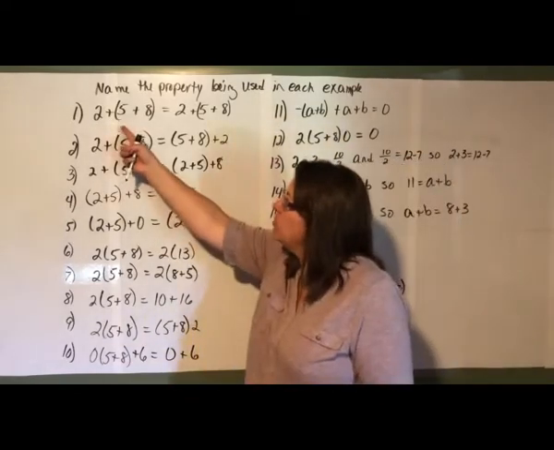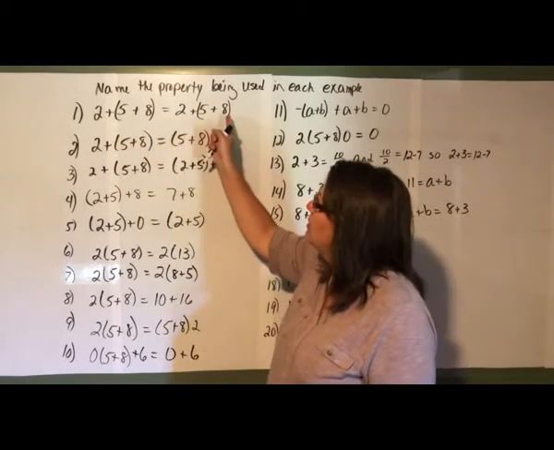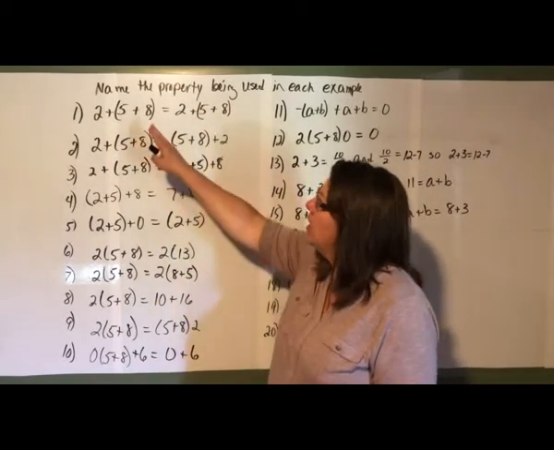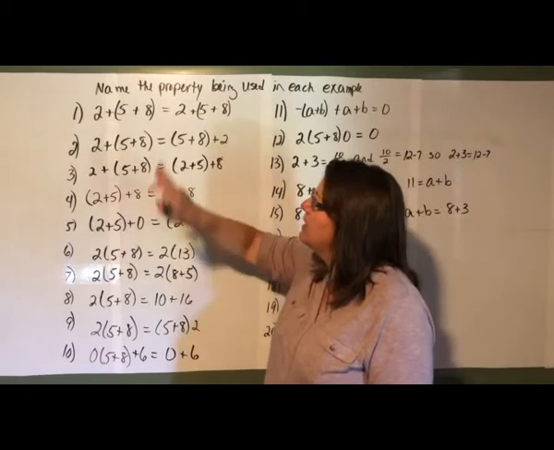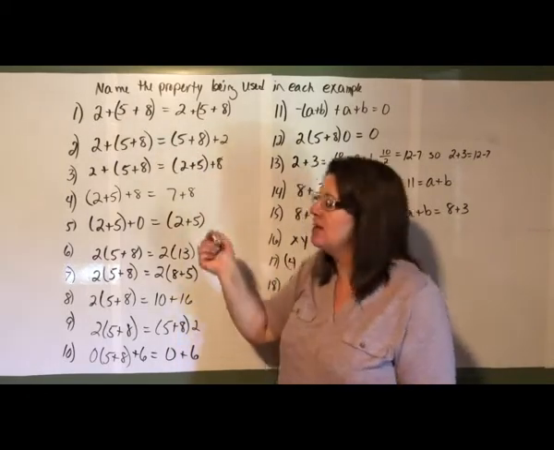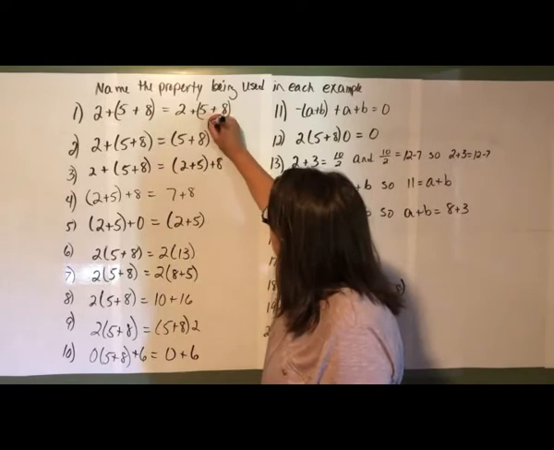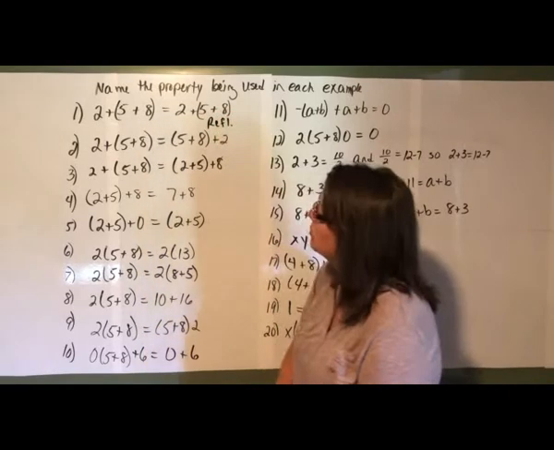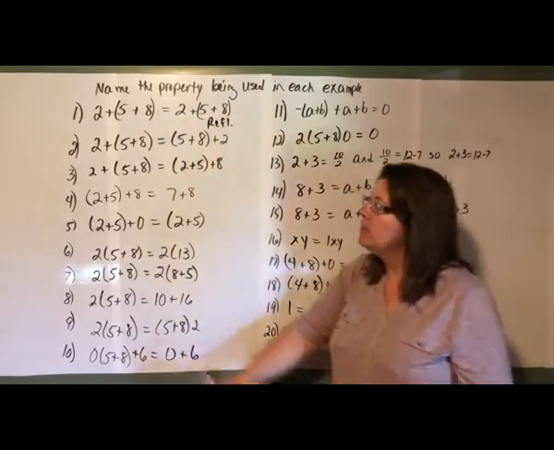So here I've got 2 plus 5 plus 8, 2 plus 5 plus 8. Order did not change. The parentheses are around the same thing. That is exactly the same on the left as it is on the right. So that would be reflexive. I'm just going to put the properties right there beside them.